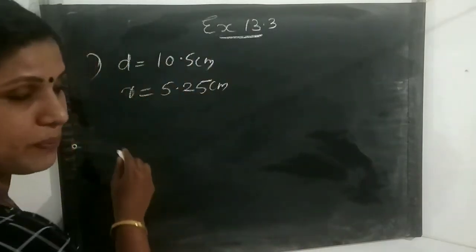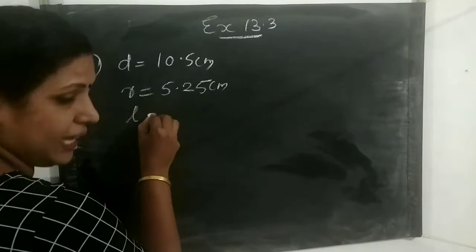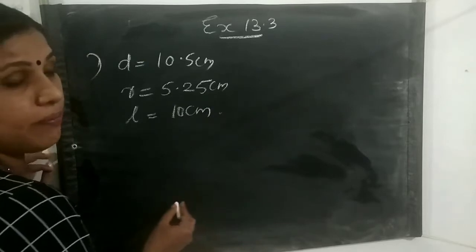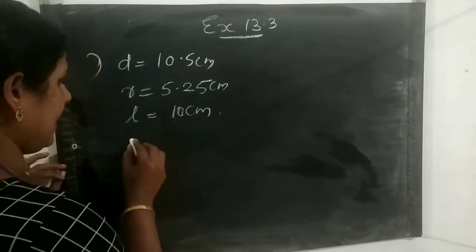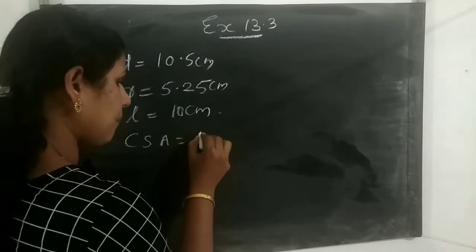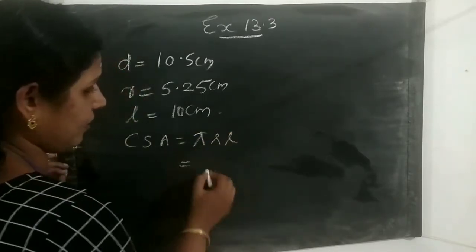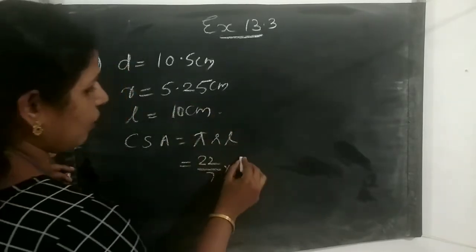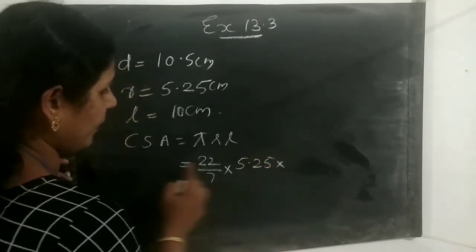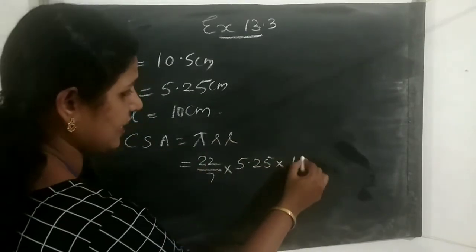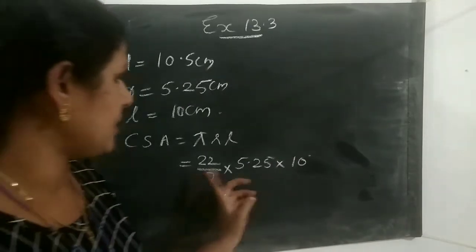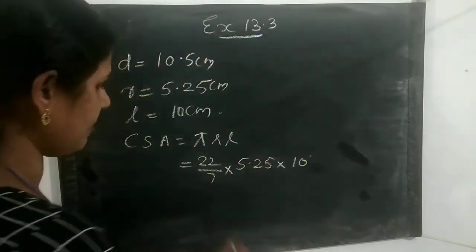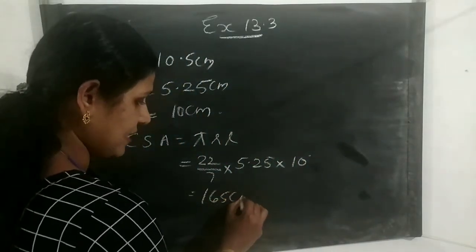Then what is given? Slant height. How to represent slant height? Slant height is L and it is 10 centimeter. So we have to find the curved surface area. Curved surface area is pi R L, that is pi is 22 by 7 into R, R is 5.25, into L, L is 10. So you just multiply and divide by 7. You get the answer as 165 centimeter square.